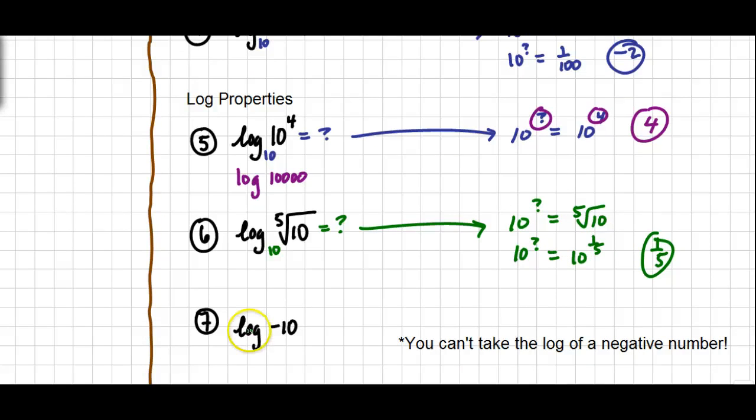The last one is log of -10. If you try to figure out 10 to the what is -10, you're going to be there a while. You can't raise 10 to a power and turn it into a negative number. Regardless of whether you put in a positive or a negative exponent, you're always going to get a positive result. The only way to get a negative result when you have an exponent is if the base were negative to begin with, and logs are never going to have negative bases. So, another phrase to memorize, you can't take the log of a negative number. So all we're going to say here is no solution.